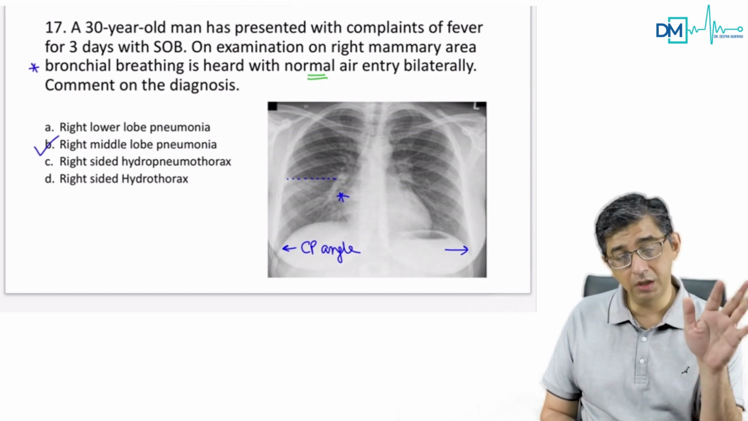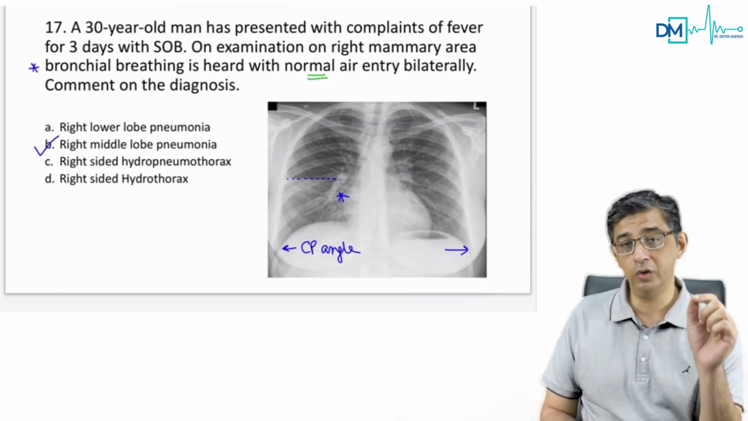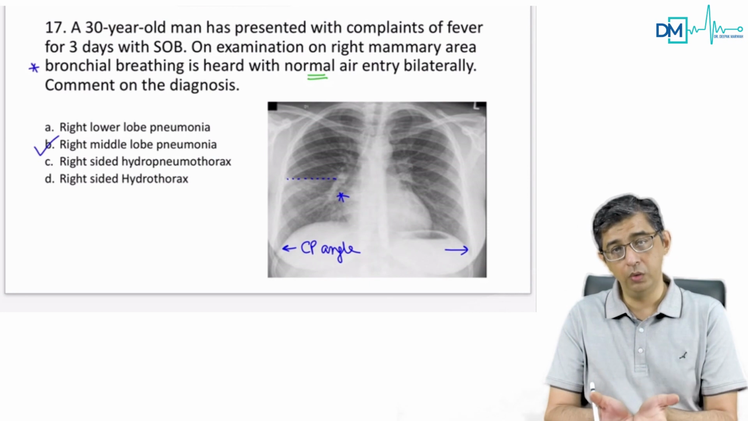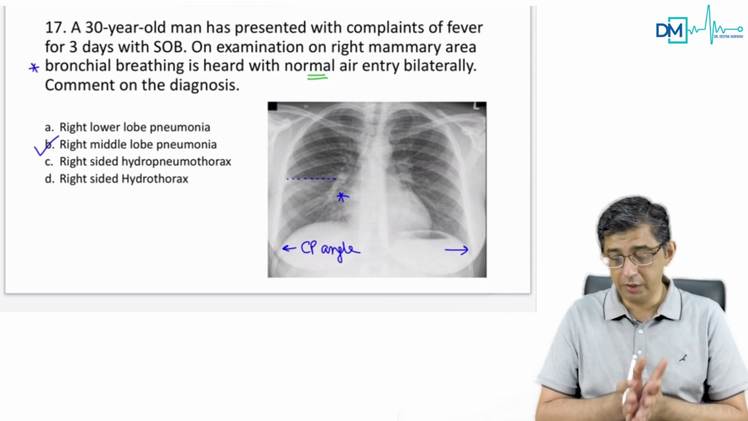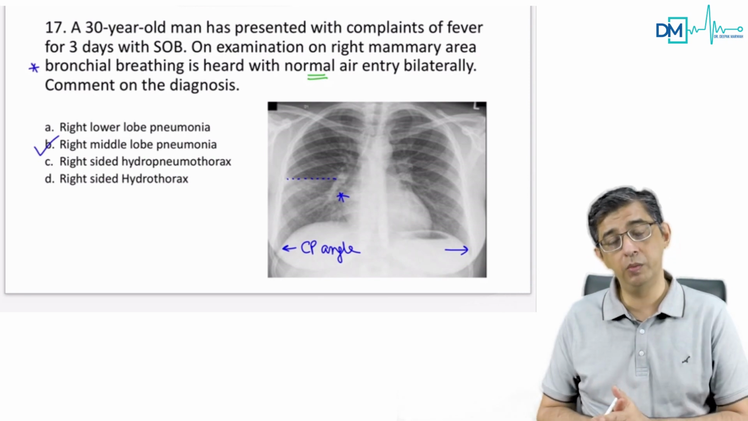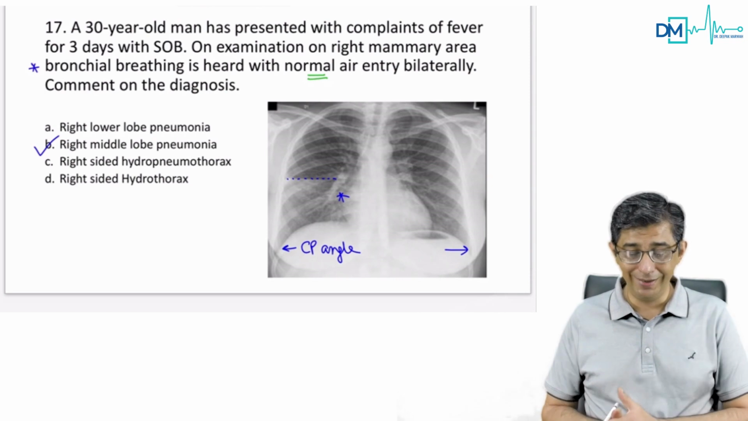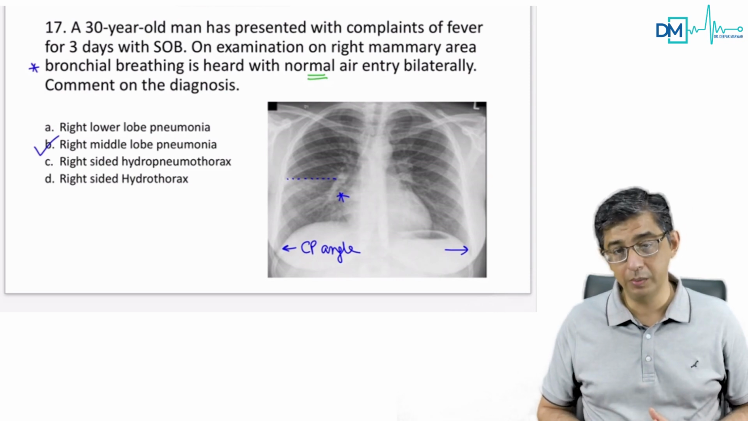Even if you don't know the auscultatory findings, if you look at this X-ray, you cannot answer hydropneumothorax, because when water goes down, air will rise. The water, when it goes down, will cause blunting of the CP angle. The CP angle will be obliterated. There would be complete whiteness, but in this case, the CP angle is still visualized. So this definitely indicates a right middle lobe pneumonia in the person.